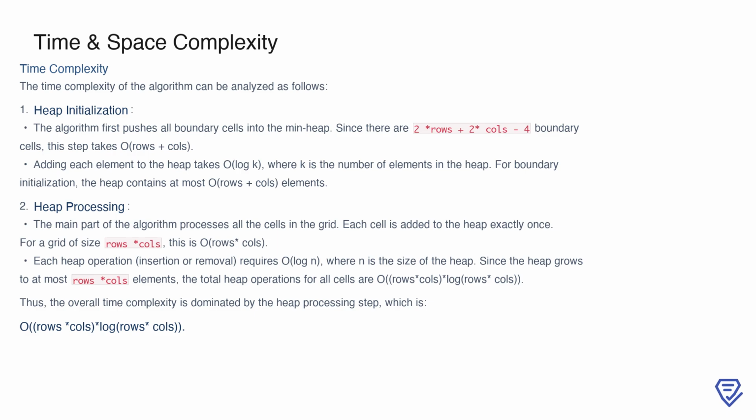Here, every cell in the grid is added to the heap exactly once. For a grid of size rows * cols, this results in O(rows * cols) operations. For each of these operations, the heap performs insertions or removals, which take O(log n) time, where n is the size of the heap. The heap grows to at most the total number of cells in the grid, i.e., rows * cols. Therefore, the total cost of heap operations is O(rows * cols * log(rows * cols)). When we combine these steps, the overall time complexity is dominated by the heap processing phase, resulting in O(rows * cols * log(rows * cols)).